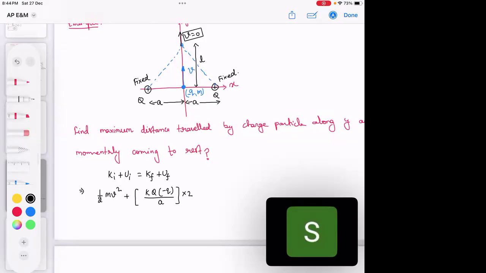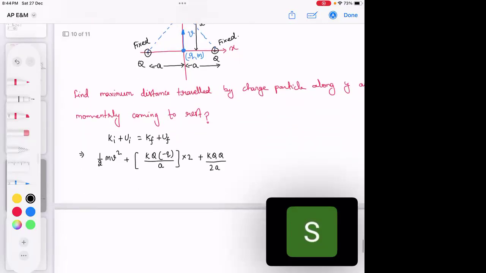Yes. You will be saying, sir, let's write one more term, but that term is not needed. Even if you forget about that term, your calculation will come the same. Do you know what this one is? kQQ by 2a, between those two fixed charges. Understood? So did I write all the terms properly, K initial and U initial?